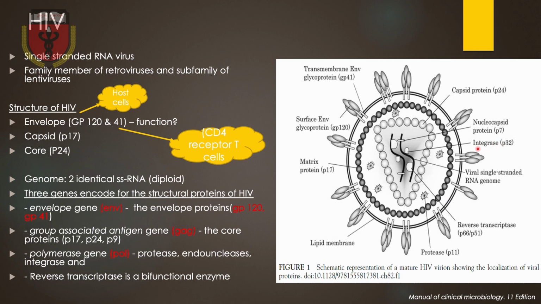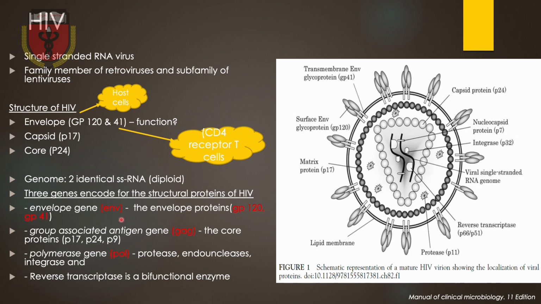And then the integrase protein helps integrate viral nucleic acid with the host nucleic acid once the virus infects the host cell. So all these essential proteins are here, but the three main structures are the envelope, capsid, and core, and then the genome. And of course, all these proteins are encoded by three major genes.